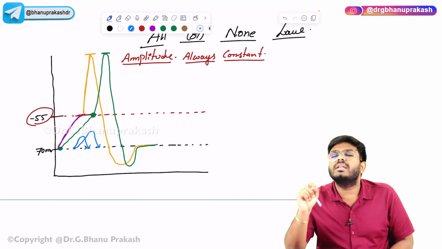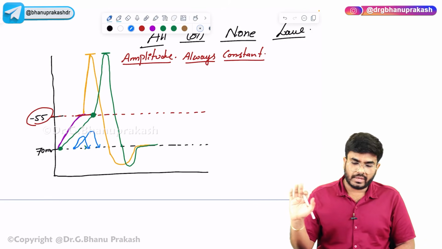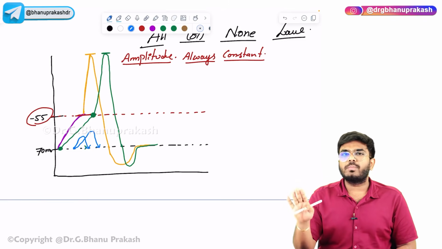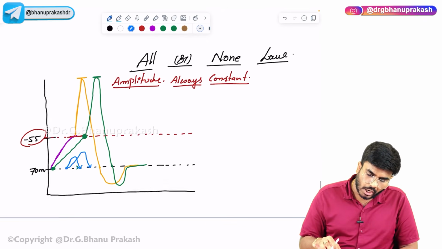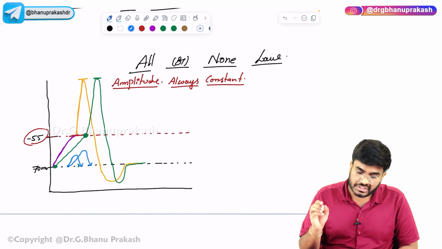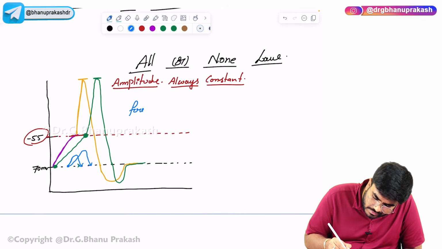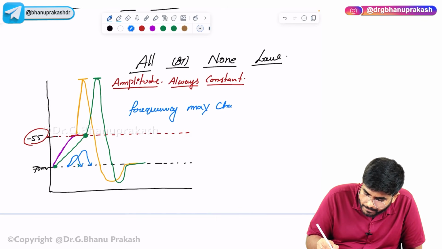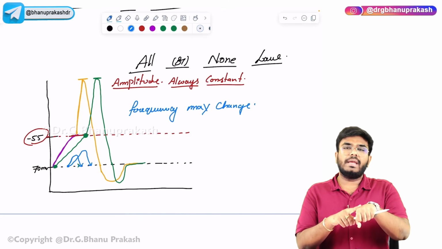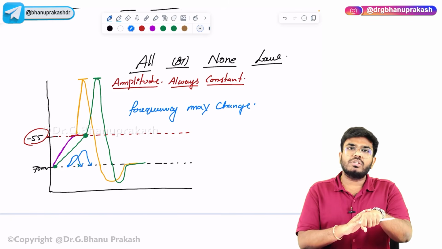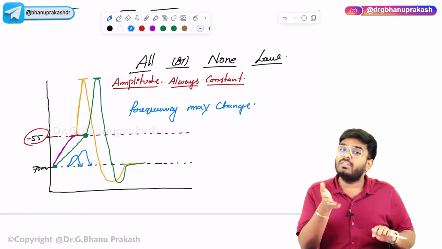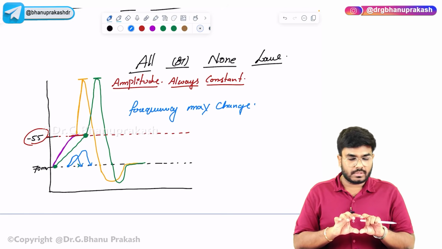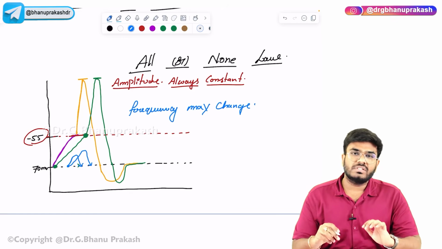Don't think that there will be a little action potential. No, it's not like that. If there is an action potential, it is a full-fledged action potential, full height. If there is no action potential, nothing. So this is called the all or none law. Amplitude is always constant, but frequency may change. For example, a light stimulus gives fewer action potentials, and more stimulus gives more action potentials. So frequency may differ, but the amplitude of the action potential in that particular neuron is always the same. This is the all or none law, which is needed for your exam.